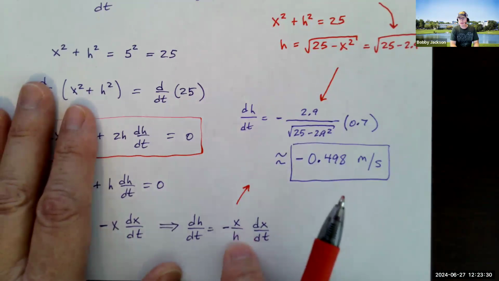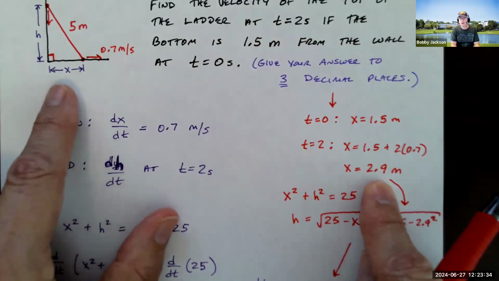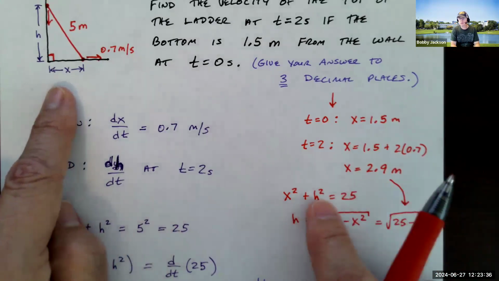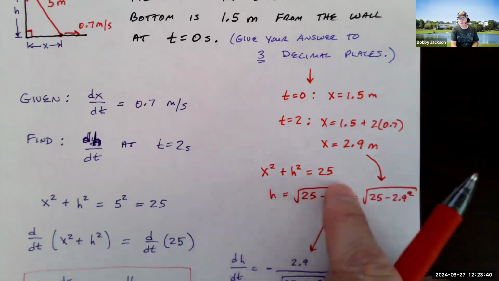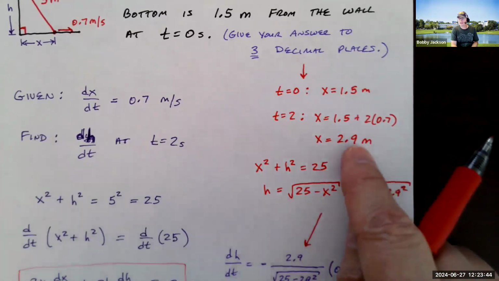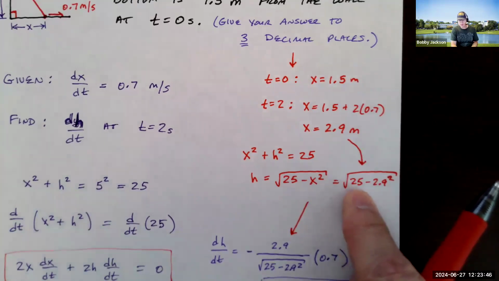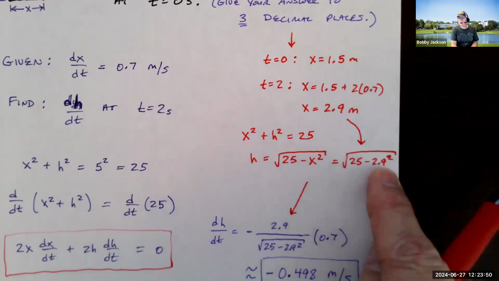So that's the value of x at time 2 seconds. Well, I also need to know what h is. I know what x is, I need to know what h is. Well, what's h at that same instant? Notice from the Pythagorean theorem, we know x squared plus h squared is 25. So if I solve for h by subtracting x squared and taking the square root, there is the equation. And since x is 2.9, h is just this expression, the square root of 25 minus 2.9 squared.